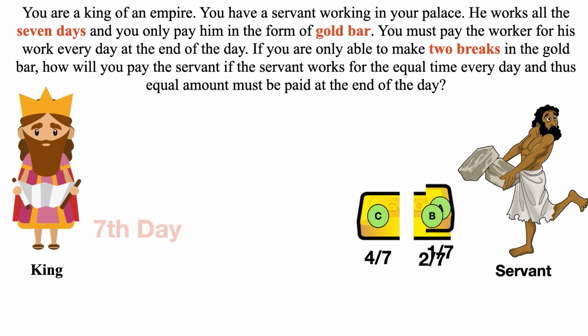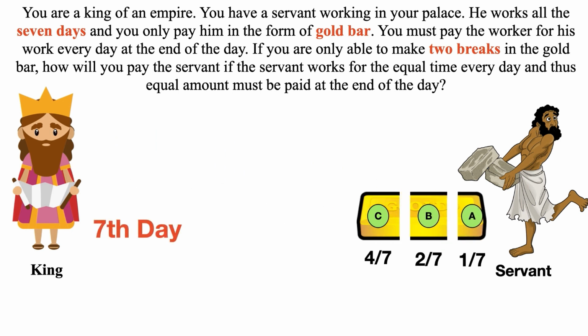When day 7 ends, give bar A to the worker. Here you remain with no bar. Worker possesses bar A, bar B and bar C. Thus by the end of 7 days, you have taken care of everything.